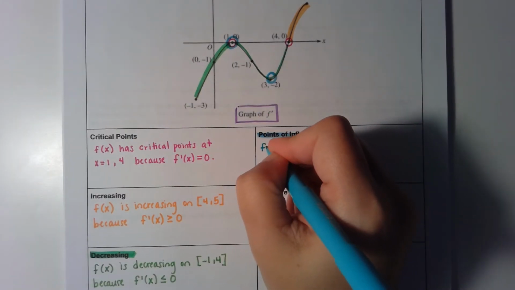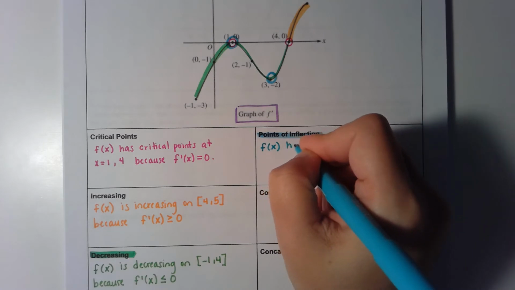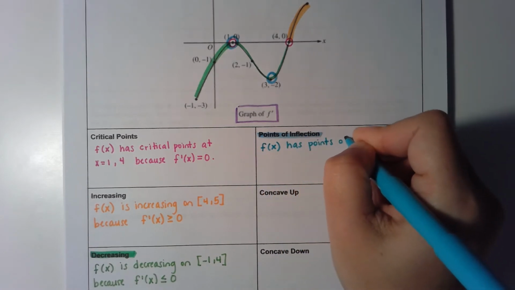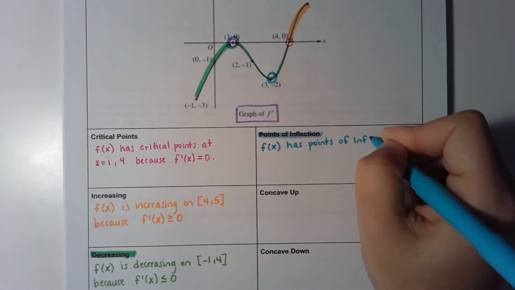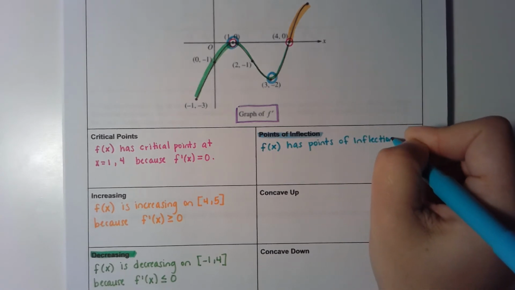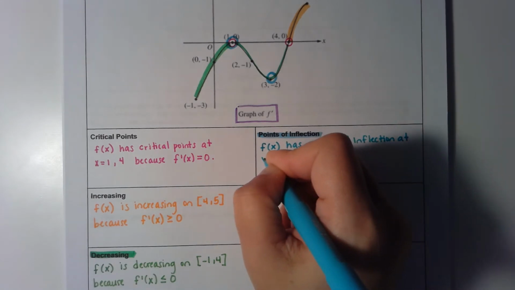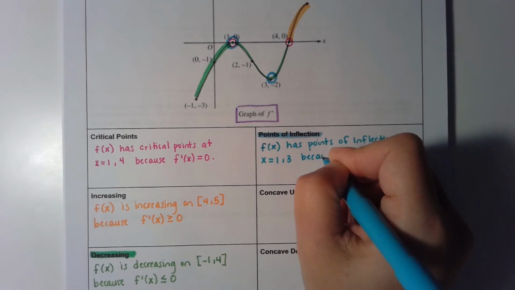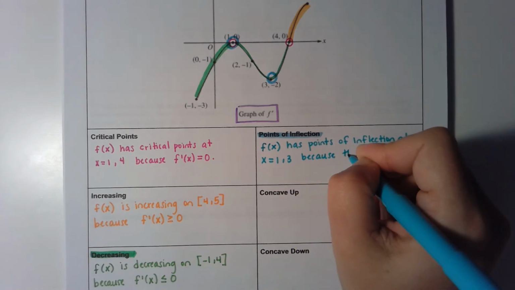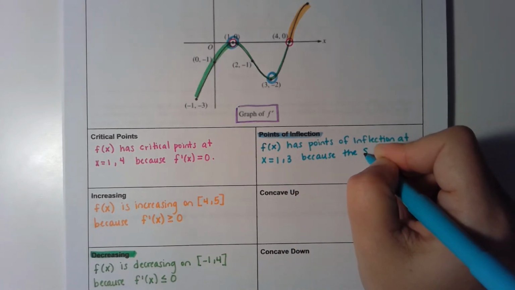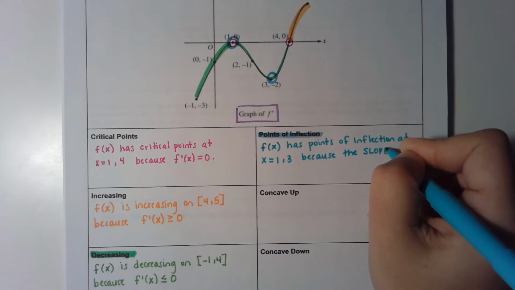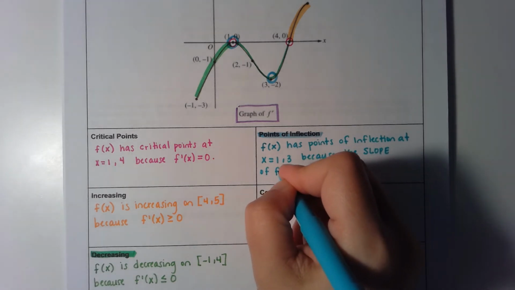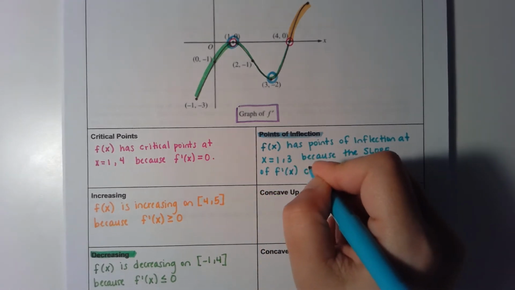we're going to say f of x has points of inflection at x equals 1 and 3 because the slope, so we're talking about the slope of f prime of x, which is what we have here, changes signs.